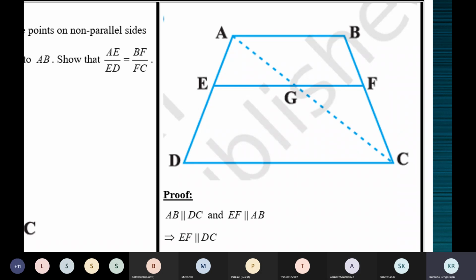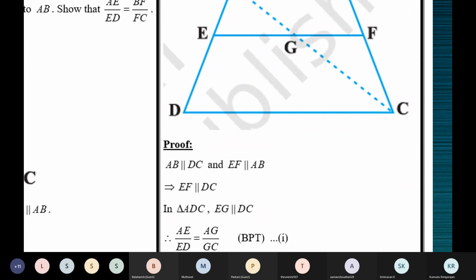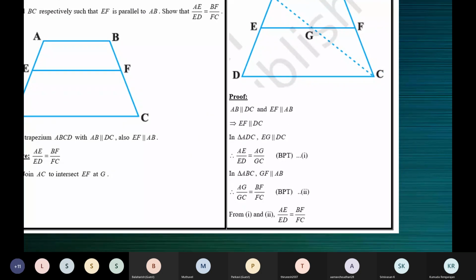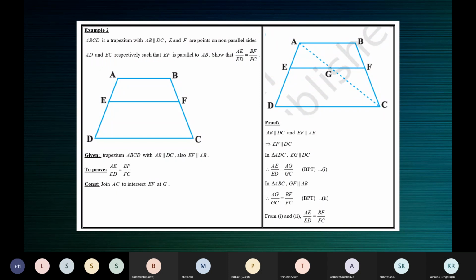Yes, ma'am. Now what is the result by BPT? AE by ED is equal to AG by GC, because EG is parallel to DC. The points are E and G. You must break up these points. If you start from AE by ED, you must say AG by GC. If you say DE by EA, then you must say CG by GA. Write these two proportions, compare and get the result. Have a look at the answer for the proof.